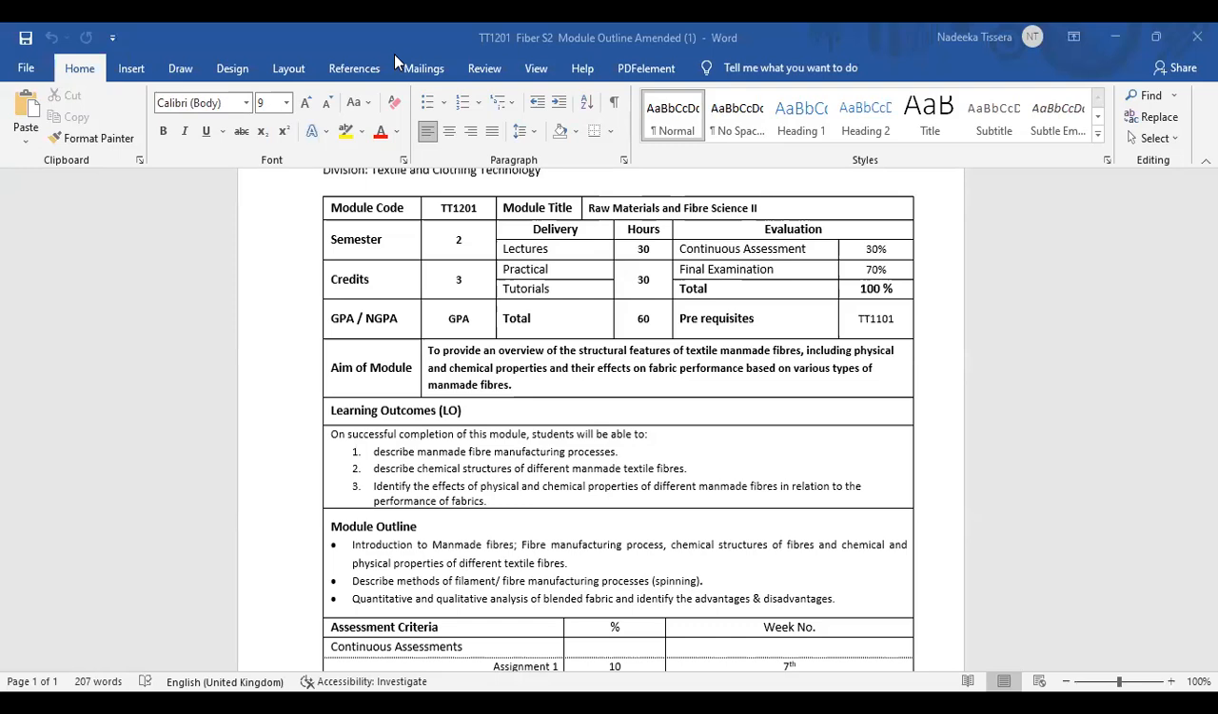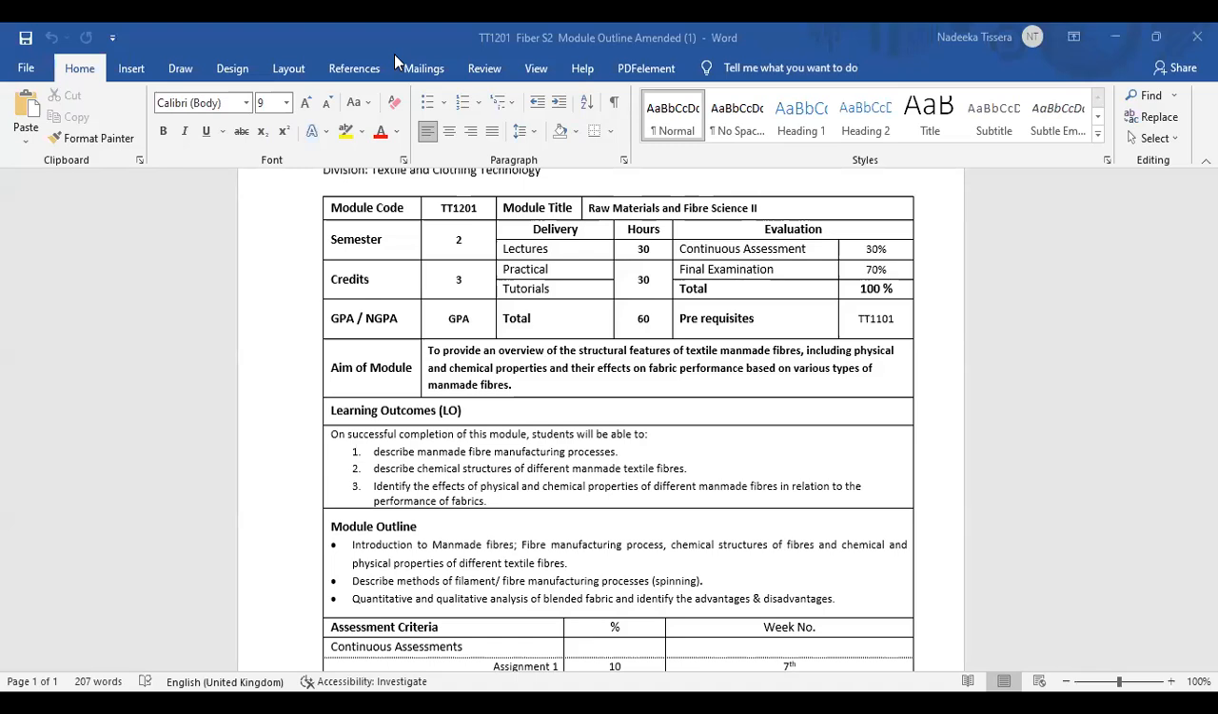Strength. Strength is a physical property. In a fiber, when we refer to the strength, there's a specific term that we use. Have you all heard about tensile strength in your last module?